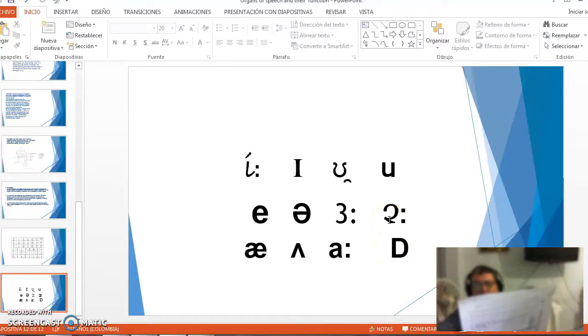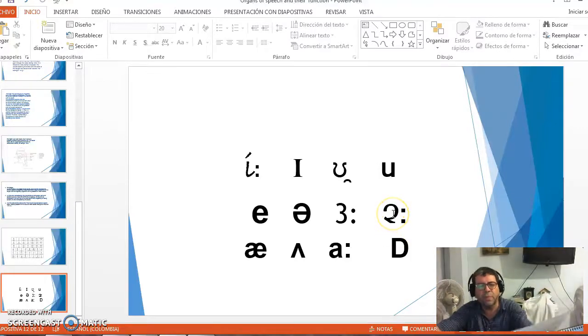As in saw, the mouth is half open, and the sound comes from the middle part of the mouth. Finally, as in the preposition on, the mouth is open, and the sound comes from the back part of the mouth.